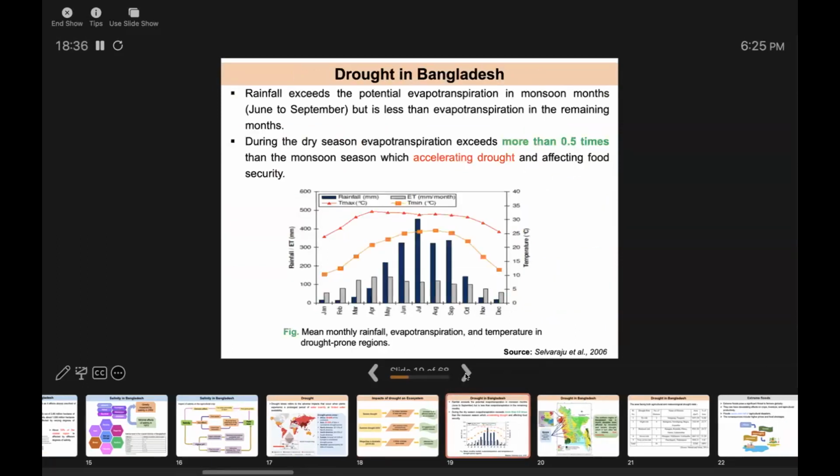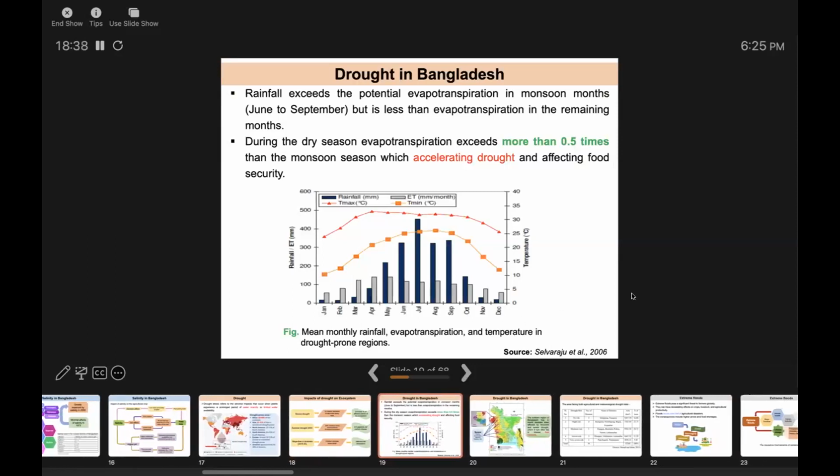Particularly in Bangladesh, we can see that rainfall exceeds the potential evapotranspiration in monsoon months, but is less than evapotranspiration in the remaining months.